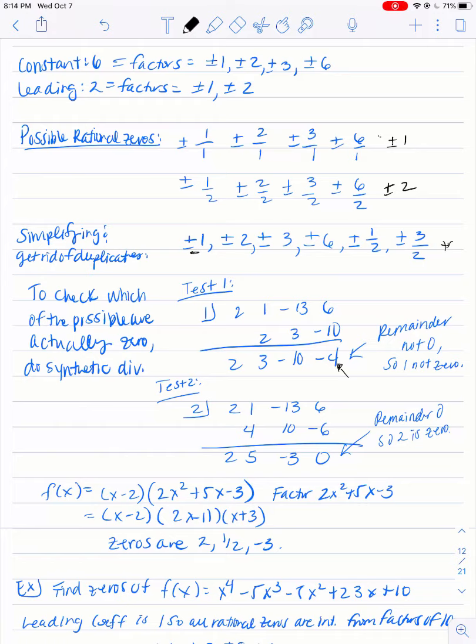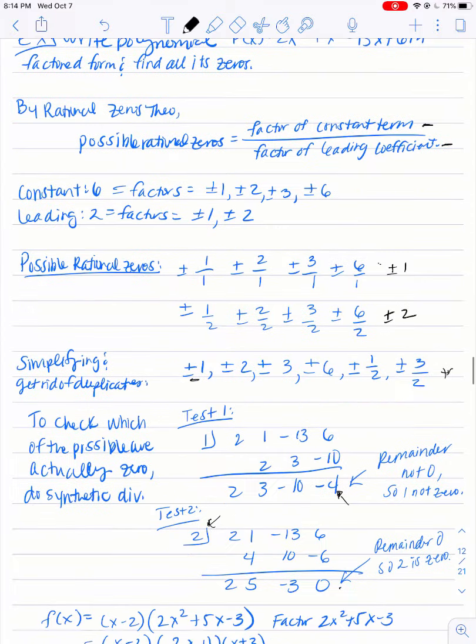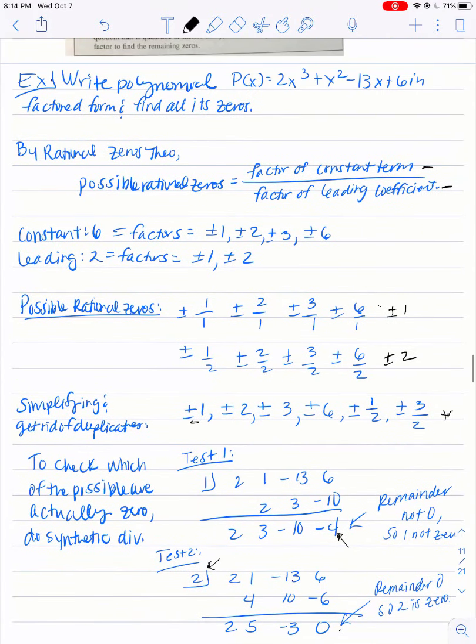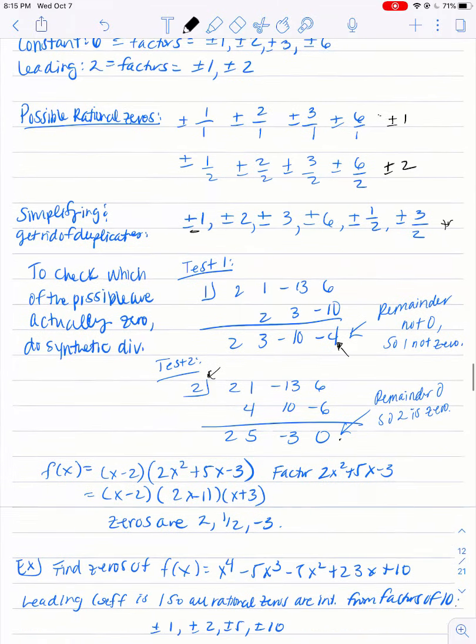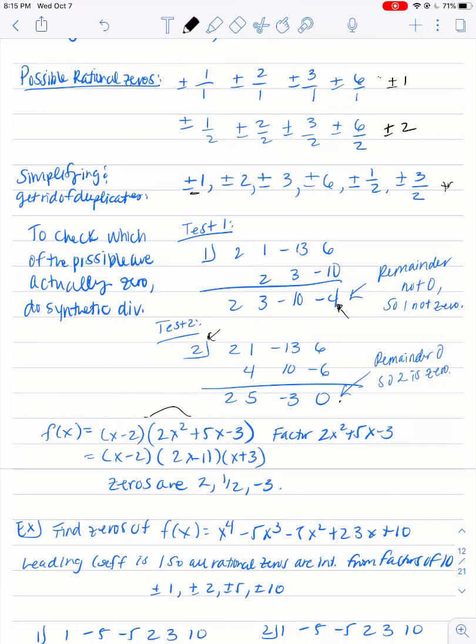And then I test the value 2, and I get a 0. So 2 is a 0. I could have also just plugged in 2 and solved it, but sometimes doing synthetic division is easier. That way, I can get the factored form and then solve for the remaining zeros, so I'm not plugging in and testing all my values.